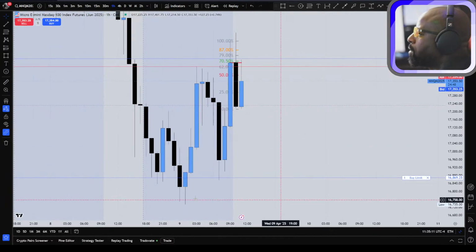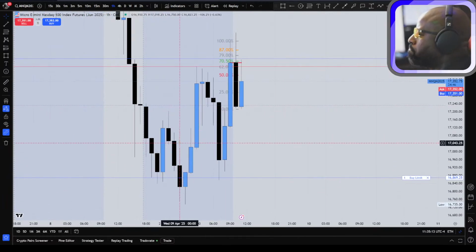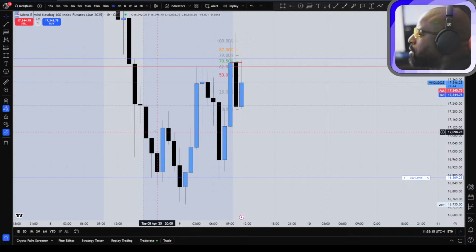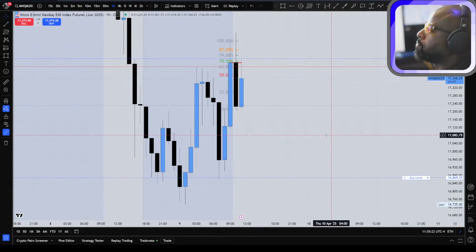And the example that we're kind of looking at is something along this line, right? Something along this line where we ran up to that hourly high, and then we rejected and went down below the run of that up close candle.